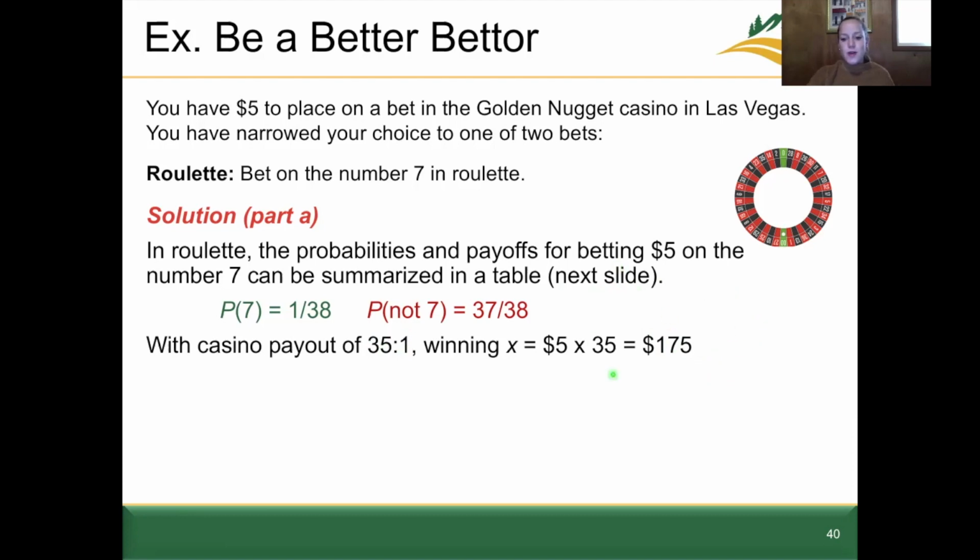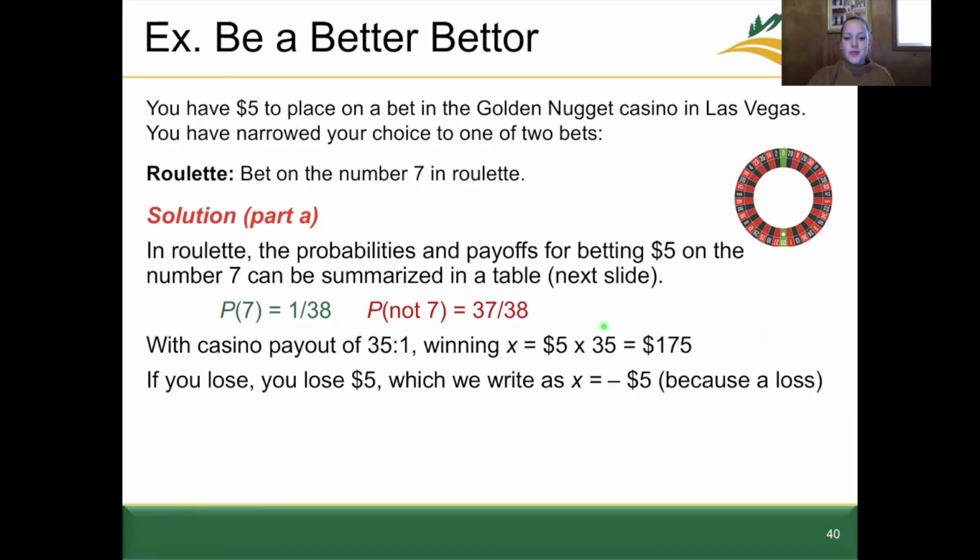So this is when we would win, and we have 1 out of 38 shot to win this. When we're going to lose, which is 37 out of 38 chances, then we lose that $5 that we bet. So we represent this as a negative $5 because it's a loss here.